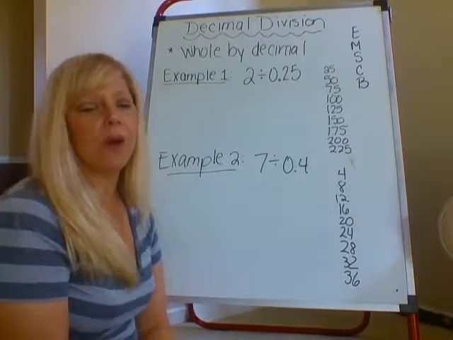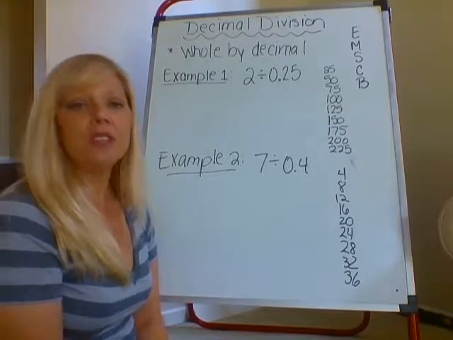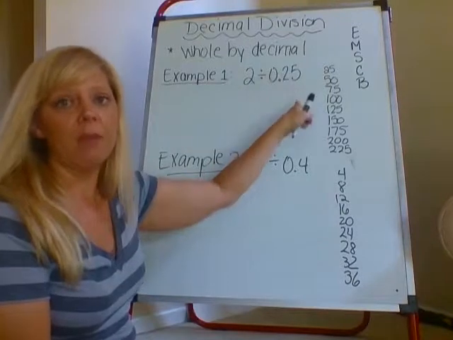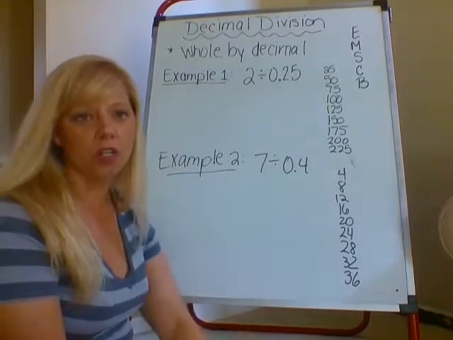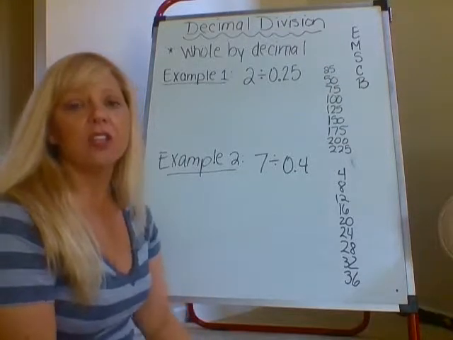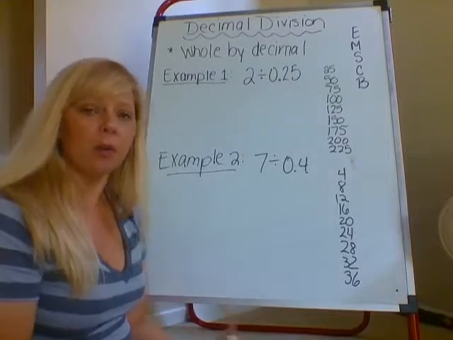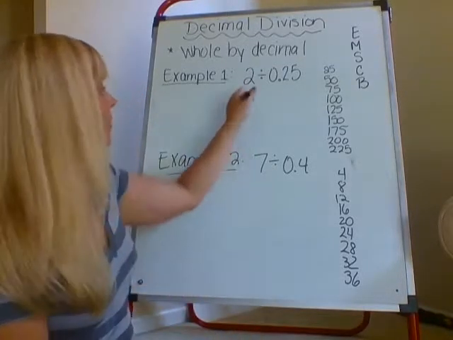Okay, now let's talk about what happens when we have whole numbers being divided by decimals. So in this case, again, think of money. If I have $2 and I'm dividing it by quarters, I have 8 full quarters that go into $2. So when I'm doing this division, I'm going to get a whole number out of this answer, which is kind of odd because of how I'm going to set it up.